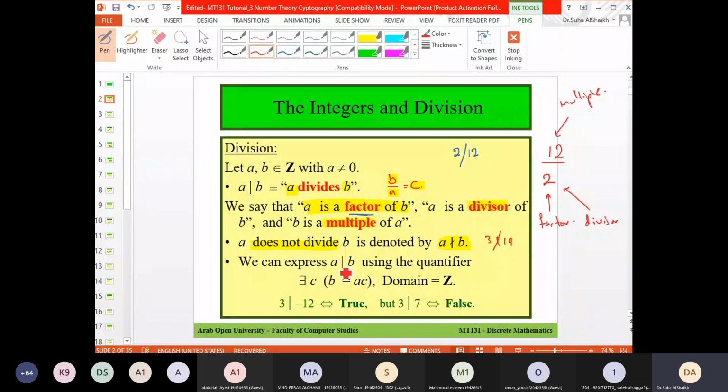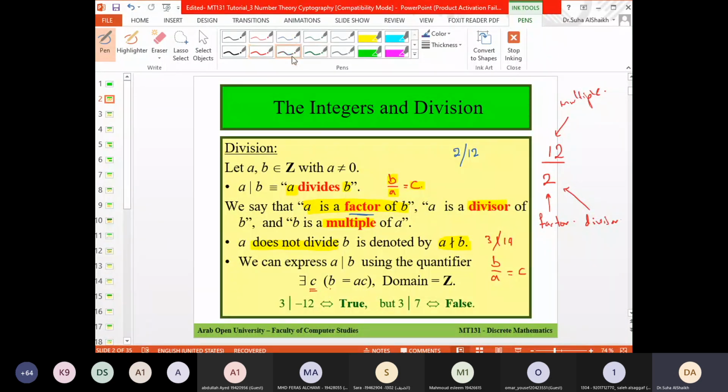We can express A على B using the quantifiers as the following. A divides B if I can find C such that B على A is equal to C. Cross multiplication يعني راح يكون B equal to AC. متى راح يكون A divide the B؟ لما أقدر ألاقي C such that A multiplied with C will give me B.